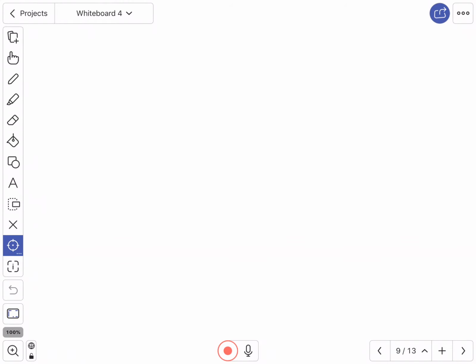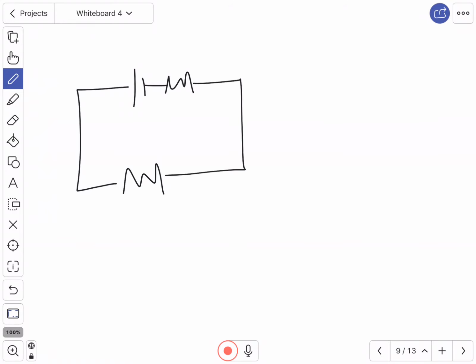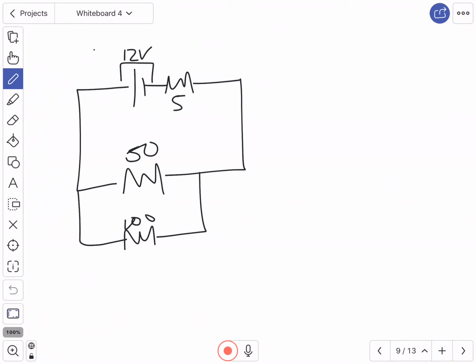Another example we can look at is a very similar setup, but this time in parallel. So it may be a little bit more complicated type of setup. Okay, so this is going to be a 50 ohm resistor. This will be a 100 ohm resistor. This here will be a 5 ohm resistor, and then we'll have an EMF of 12 volts again. So here's my battery, and I'm trying to understand what voltage is occurring in all of these scenarios.